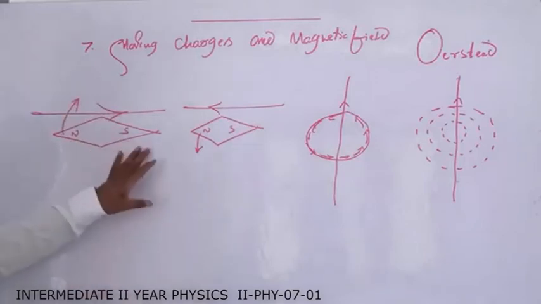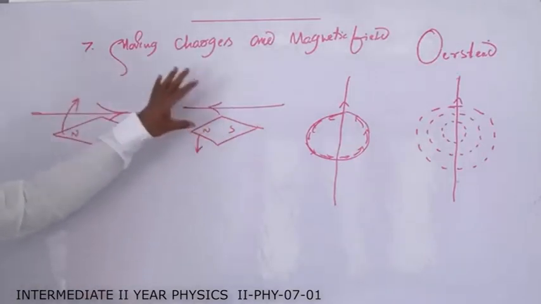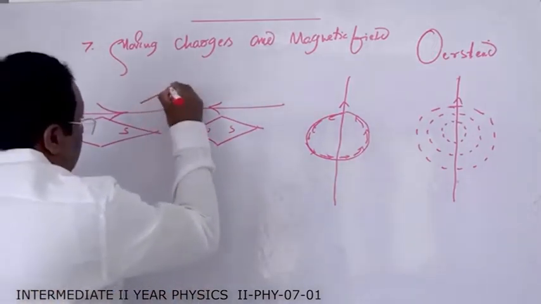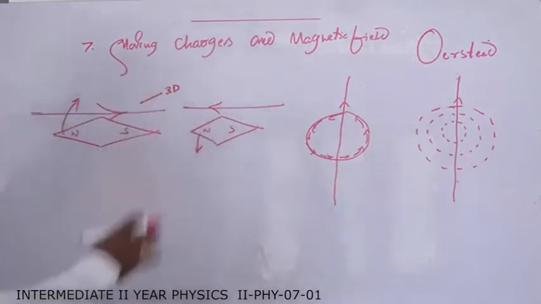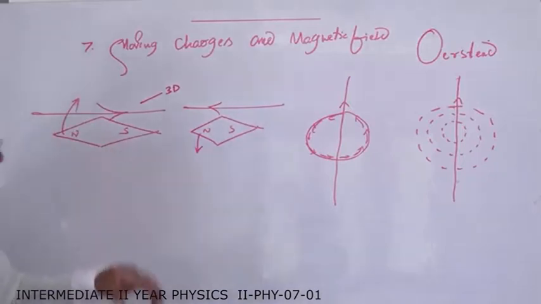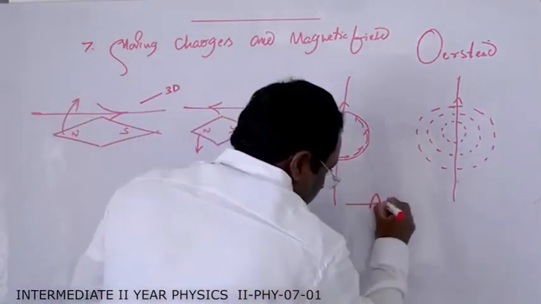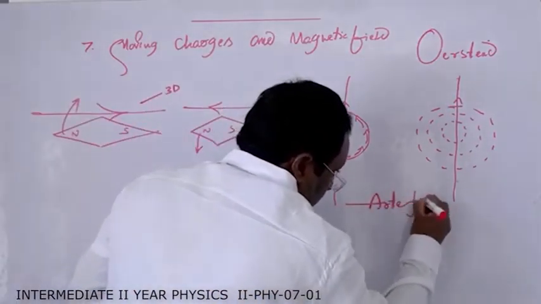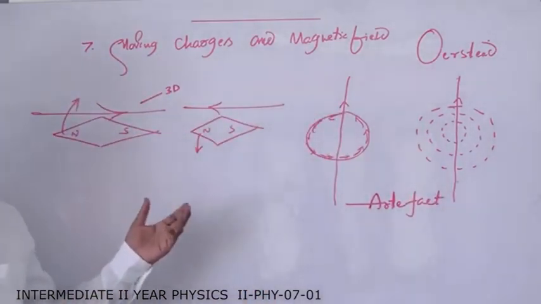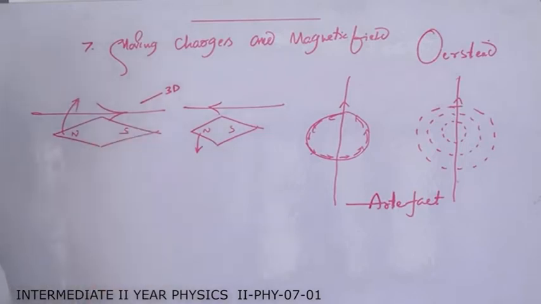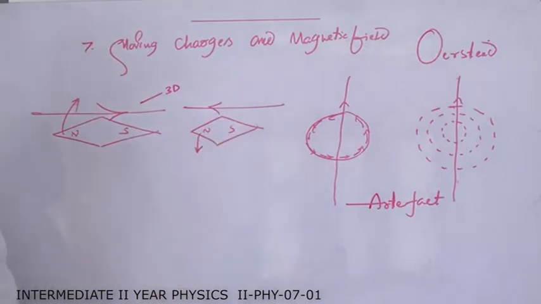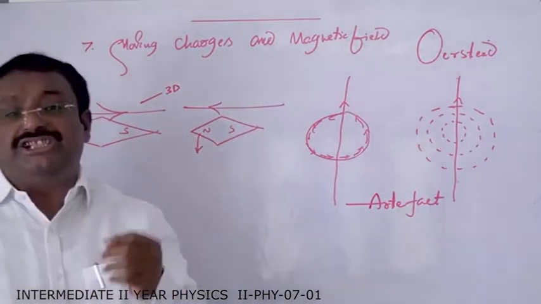The magnetic field takes place in all directions around the current carrying conductor. We can say the magnetic field is three-dimensional. The magnetic field is not just an artifact. It plays a physical role. The magnetic field which takes place around the current carrying conductor can convey momentum and energy.